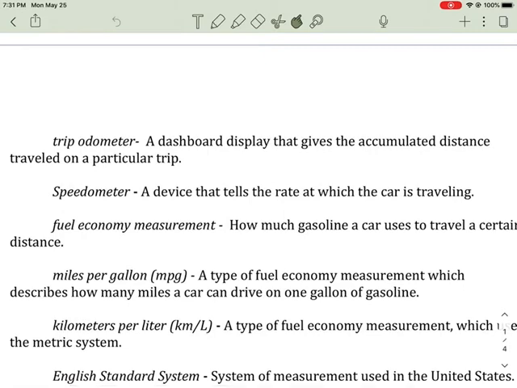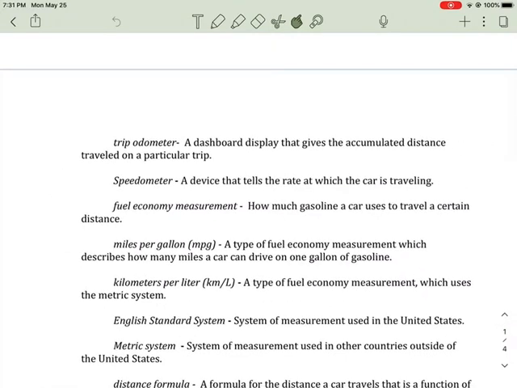Okay. All right, so the speedometer is the device that tells you how fast you're traveling, and the fuel economy measurement is how much gasoline your car has used to travel a certain amount of distance. We're very interested in that. Miles per gallon is a type of fuel economy measurement which describes how many miles your car can be driven on 1 gallon of gas. Now, when you purchase a car, you can look that information up. And the government is asking all car manufacturers to increase their miles per gallon so that we get better fuel economy. Kilometers per liter is another way to measure fuel economy, but it uses the metric system.